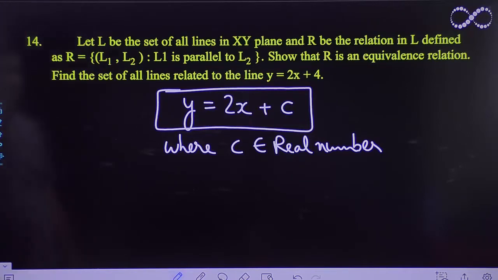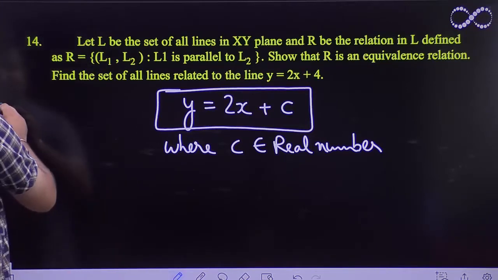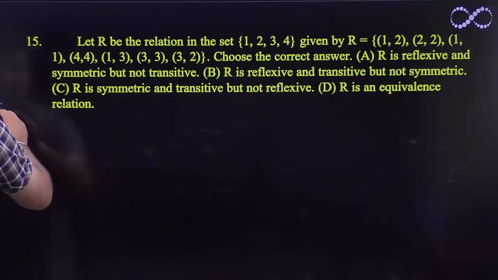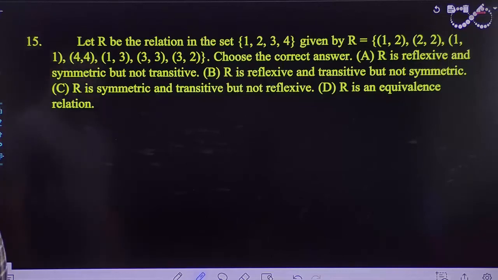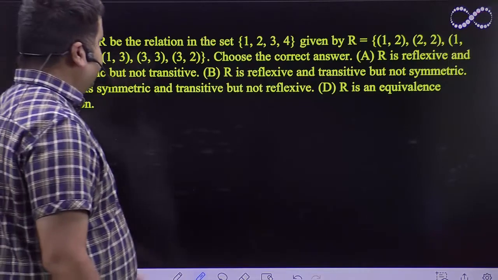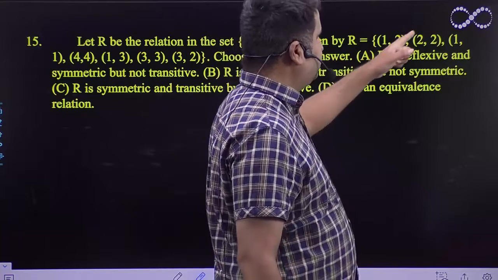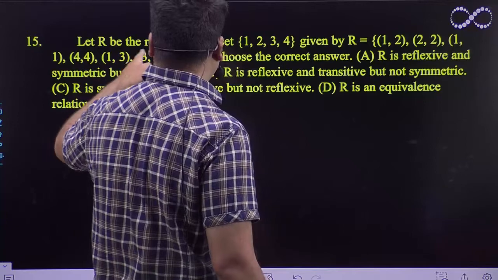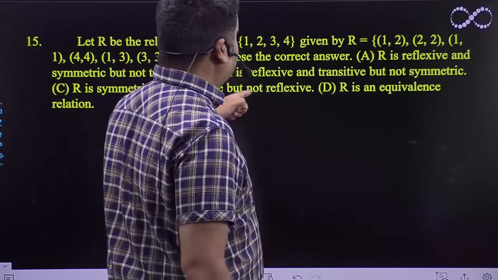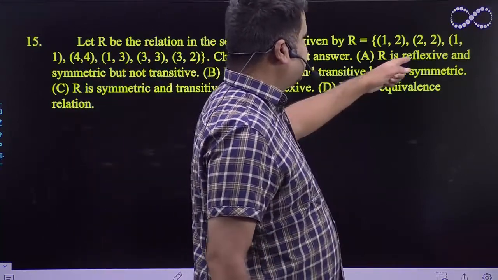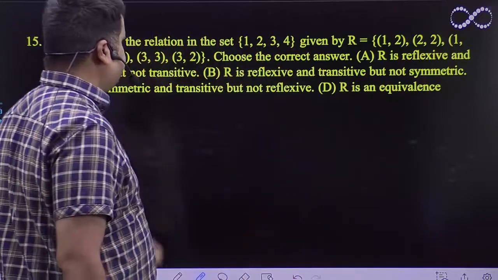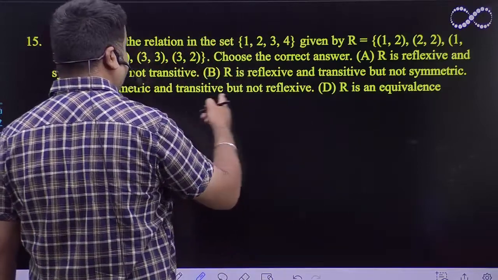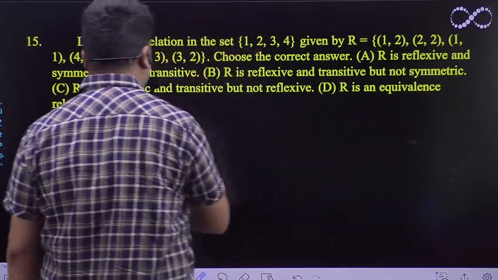So this is a pretty simple question. Let's move on to the next question. So next one is, let R be a relation in the set 1, 2, 3, 4 given by 1, 2, 2, 2, 1, 1, 4, 4, 1, 3, 3, 2, 3, 3, 3, 2. Choose the correct answer. R is reflexive and symmetric but not transitive. R is reflexive and transitive but not symmetric. Symmetric and transitive but not reflexive. R is an equivalence relation.